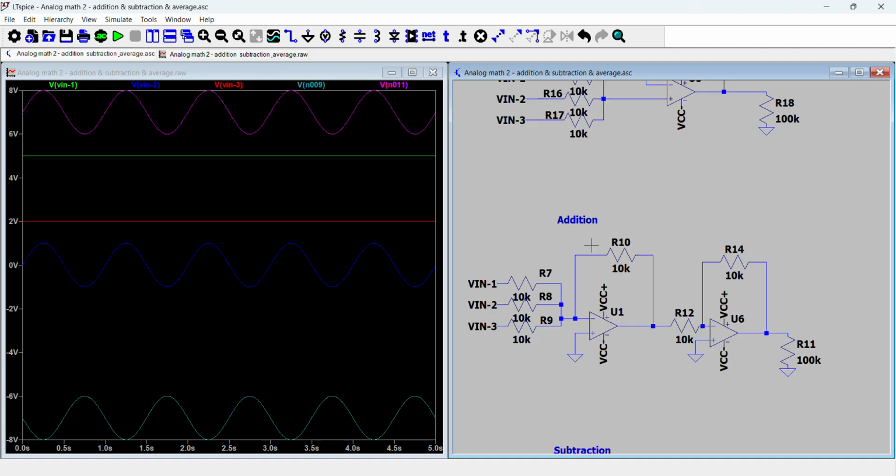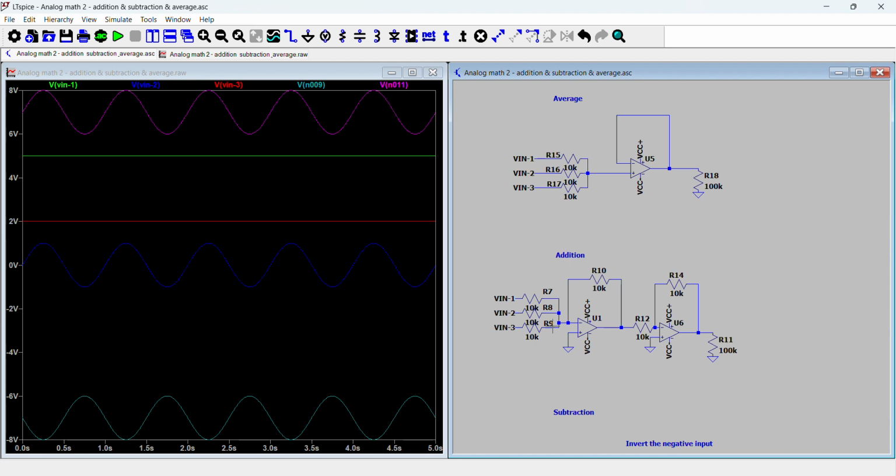Once again, though, you can see that with the addition circuit, we also have a not infinite input impedance, because there has to be a current that flows through these resistors in order to make the circuit work. So ideally, you would have either these three resistors really large, or you would have a buffer stage before that.